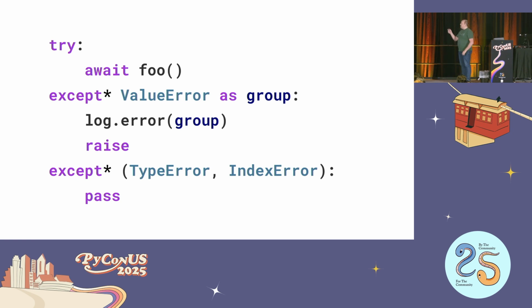If you raise an exception from within an except star block, then that will be put into a group along with anything else that you raise from other blocks, along with whatever part you didn't handle at all. Yeah. It turns out when you have more exceptions, you have more problems.